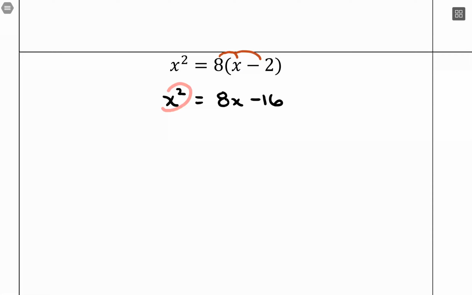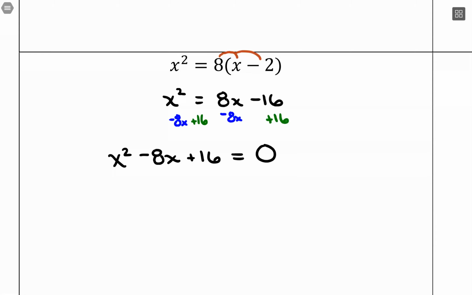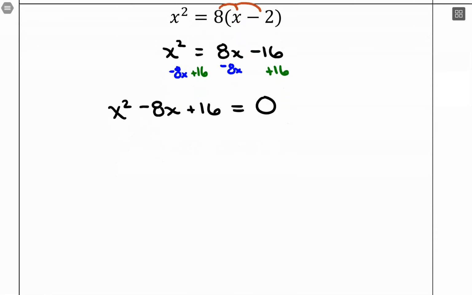Now I could subtract the x squared. However, it can be helpful to keep x squared positive. So because x squared is positive over there, I'm going to move everything to this left-hand side. So I'm going to subtract 8x from both sides. I'm also going to add 16 to both sides. So with that, on the left-hand side of the equation, we'll have x squared minus 8x plus 16 equals 0. And now we can factor.